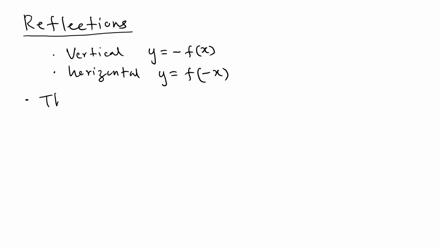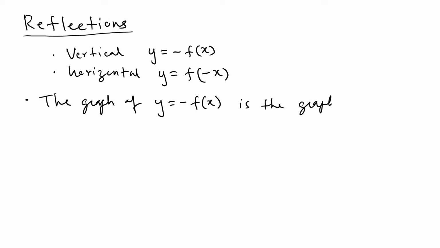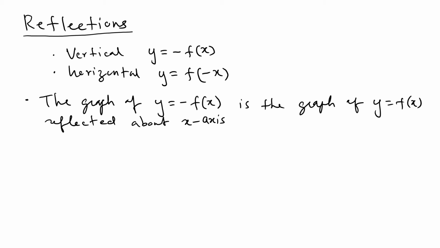So the graph of y equals negative f of x is the graph of y equals f of x reflected about the x-axis. So you can reflect about the x-axis. Okay, reflected about the x-axis.